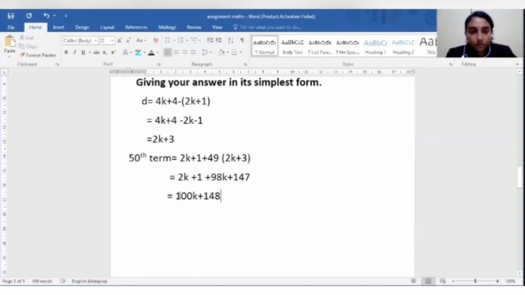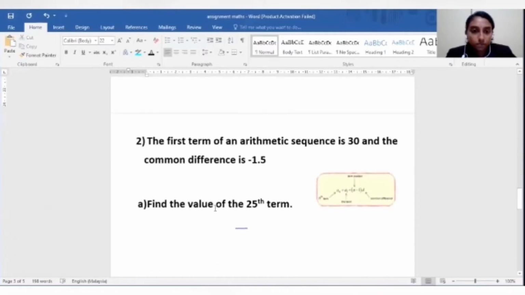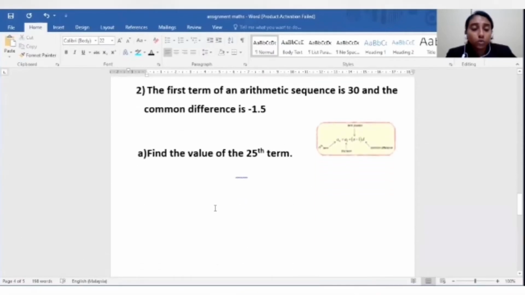Why do I get this? Because 2k plus 98k means 100k, plus 1 plus 147 means 148. So this is the last answer for this question. Let's move on to the second question.